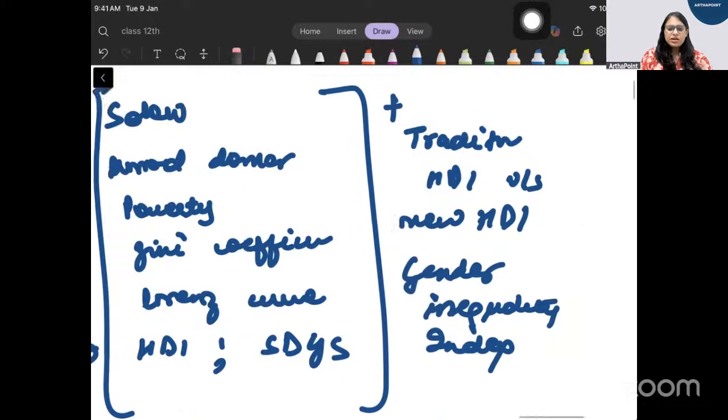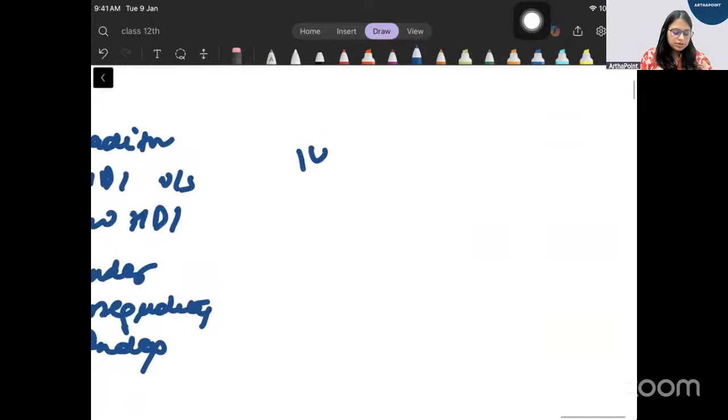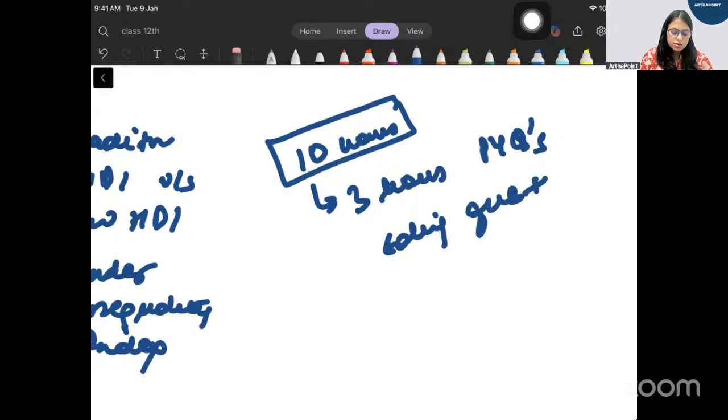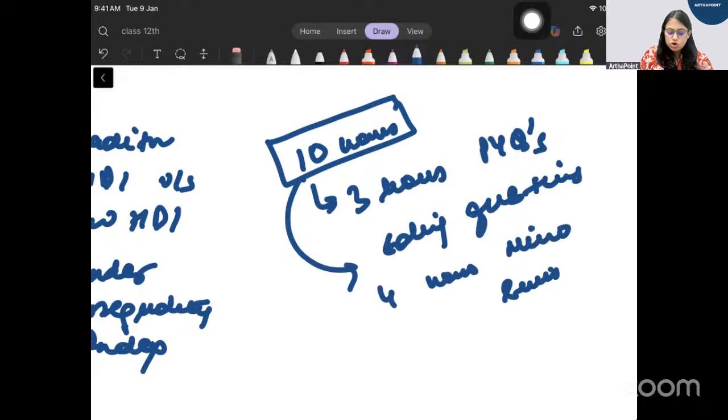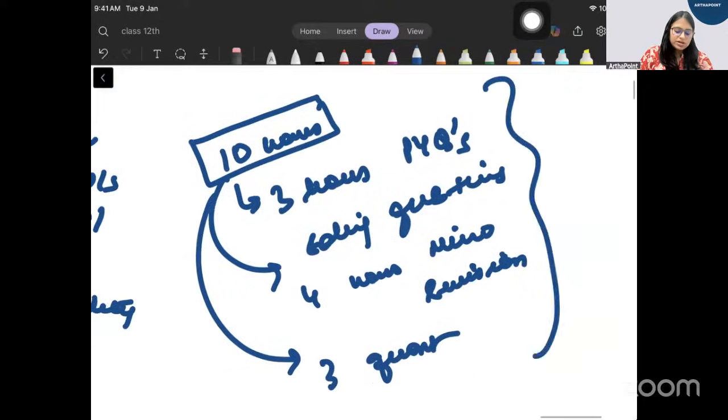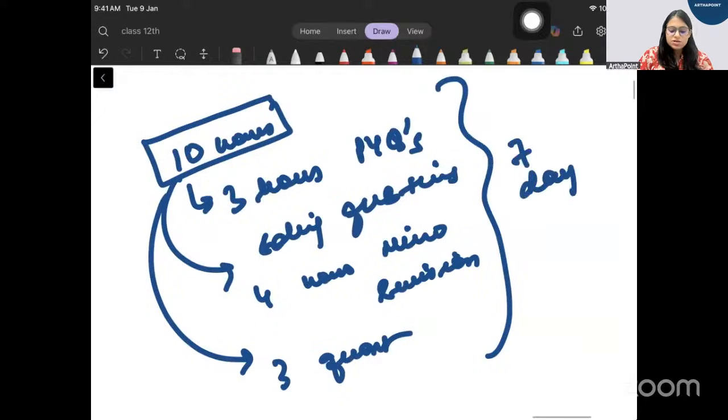So as I said, if you sit for 10 hours, I'm expecting this to be done. You spend about 3 hours doing PYQs and solving these questions. You can spend about 4 hours doing micro revision of those topics that I gave you. And the remaining, you can do some quant. You can follow this for the next 7 days at least. Then we will revisit where you stand.